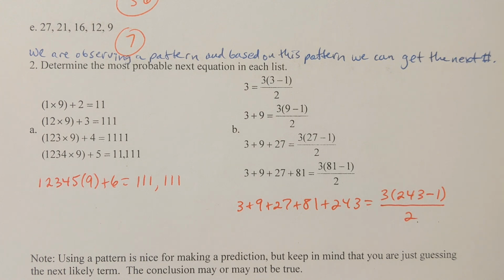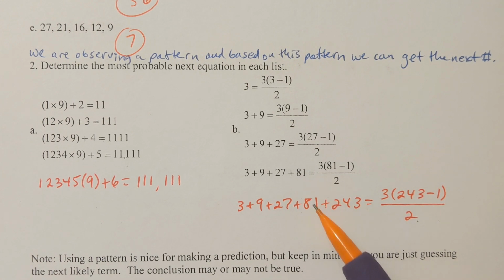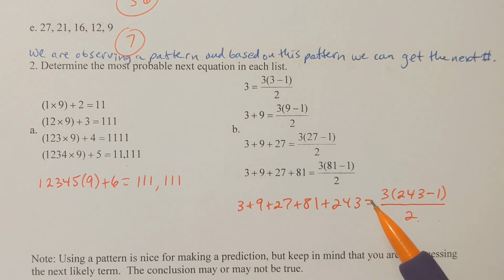Well, it looks like on the left I have powers of 3. Okay, so like 3 to the first is 3, 3 squared is 9, 3 to the third power, 3 times 3 times 3 gives me 27, 3 to the fourth power, 3 times 3 times 3 times 3 gives me 81. So I guess that the next term that I'd add would be 3 to the fifth. Okay, 3 times 3 times 3 times 3 times 3 should be 243 if you were to check that.